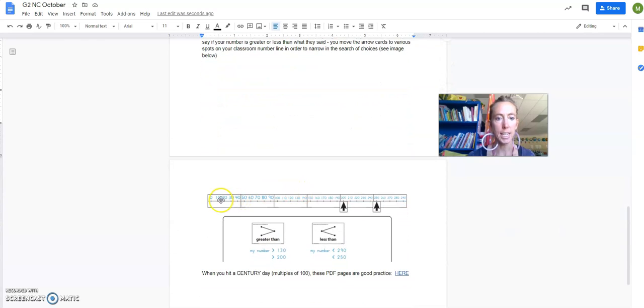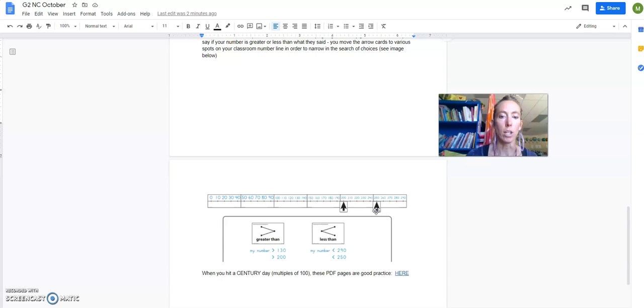And here, let's say this is your number line. You'd have 2 arrow cards or whatever you're going to use. You need 2 of something so that when they guess your number, you're going to put your arrow card up there. So let's say they guessed 250. And I say, oh, my number is less than 250. And I'd write the inequality there, less than 250. And I'd move my arrow card to 250.